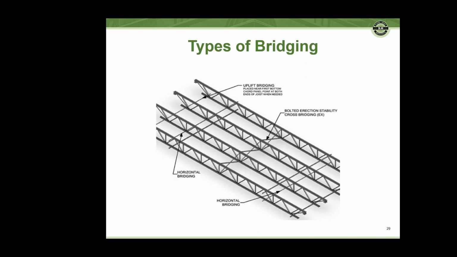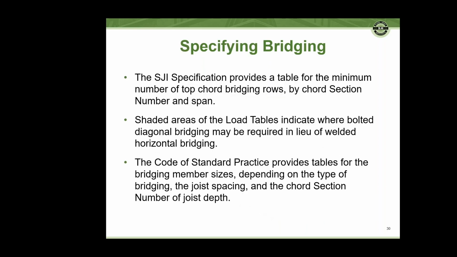Another part of the joist system is bridging. This slide just gives a quick overview of some different types. We may have bolted diagonal cross bridging. We may have horizontal bridging, which is run continuously through at the top and bottom chord levels. And then uplift bridging is a specific subset of horizontal bridging where it is to be placed adjacent to the first bottom chord panel point and only at the bottom chord.